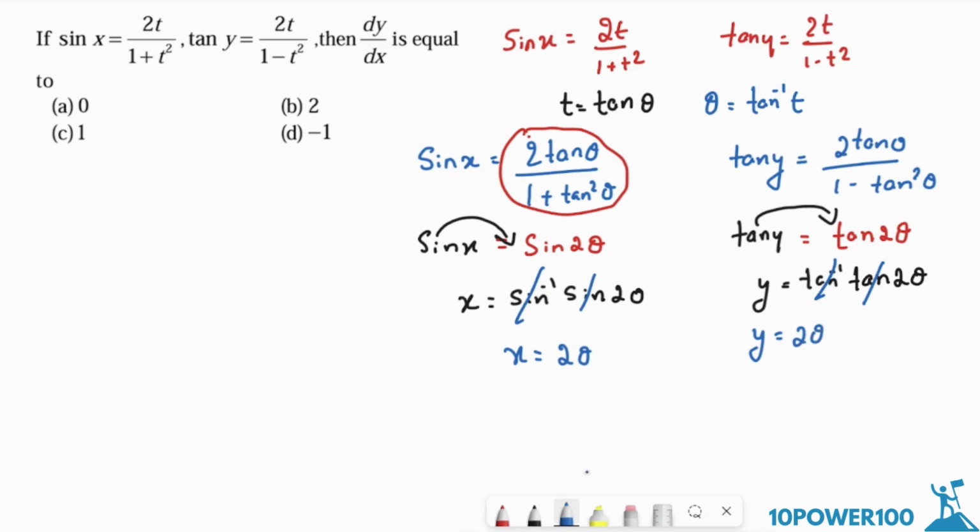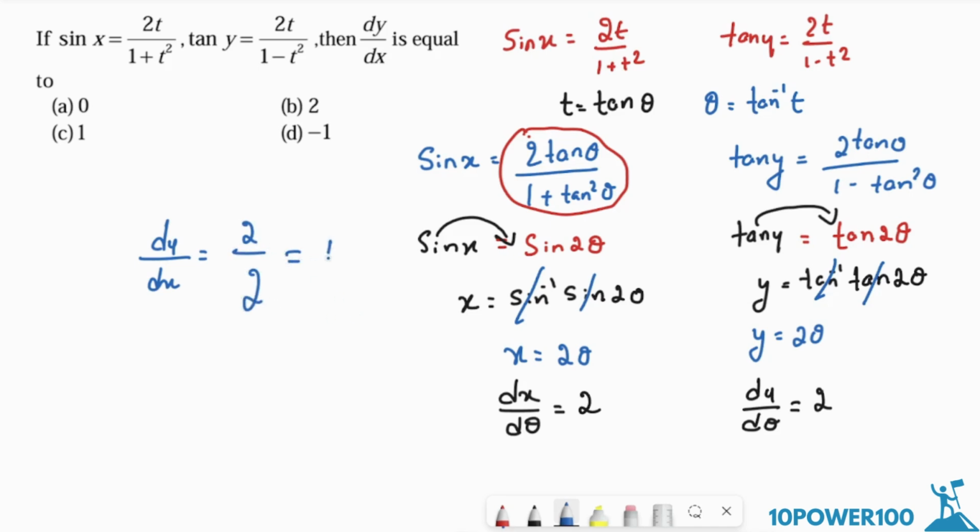Now, let's differentiate with respect to theta. So dx by d theta is equal to 2, since the differentiation of 2 theta is 2, and dy by d theta, once again, the differentiation of 2 theta is 2. Okay, so now if you find dy by dx, dy by dx is equal to dy by d theta, that is 2, divided by dx by d theta, which is 2. So 2 by 2 is 1. So this is the final answer, children.